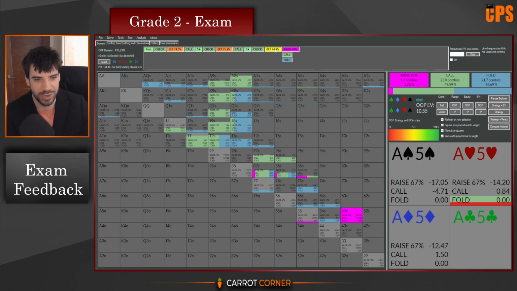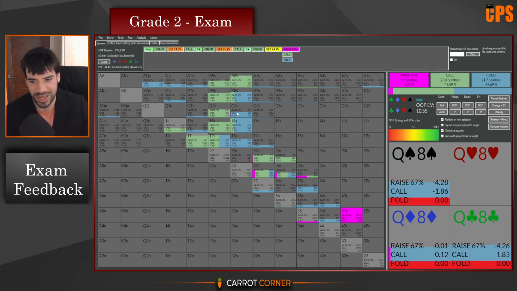Finally, this obscure question, why is Queen 8 of diamonds a better call than Queen 8 of clubs? It's only marginally going to be the case that this is even true. You can see that EV is worse for calling the non-diamond combos, both spades and clubs, than it is for calling Queen 8 of diamonds.